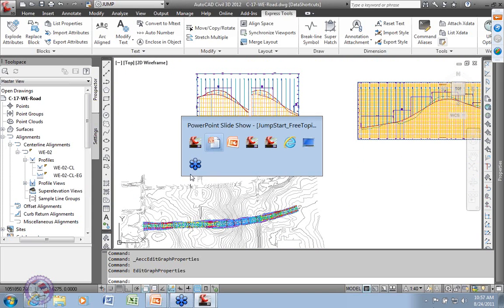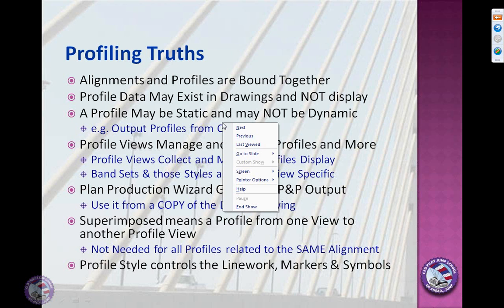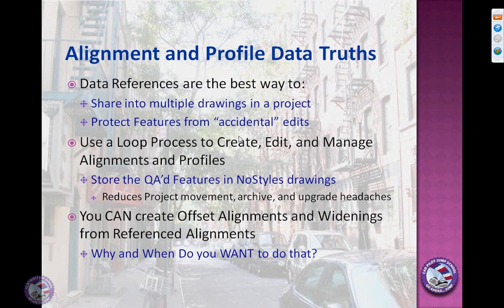So let me see. I think I covered most of the stuff I wanted to cover previously. A couple of little things about sharing this stuff around in projects. Did want to say this: data references are generally the best way to do this. So construct your design alignment, that's your horizontal control. Construct your design profile, and then make sure those things are kept away from how you're constructing new corridors, for example.